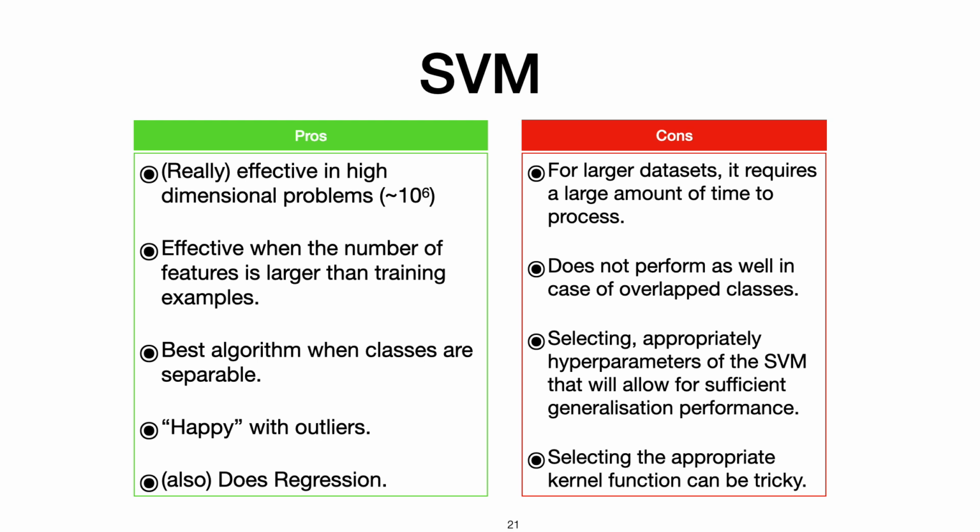Then selecting appropriate hyperparameters for the support vector machine that will allow for sufficient generalization performance can be tricky. That also relates to the slack variable that is associated with all observations. If the data set size is big or very big, then there are so many observations that have an associated psi. And then you need to optimize the best C, this tunable parameter that controls that penalty. And likewise, selecting the appropriate kernel function can be tricky.